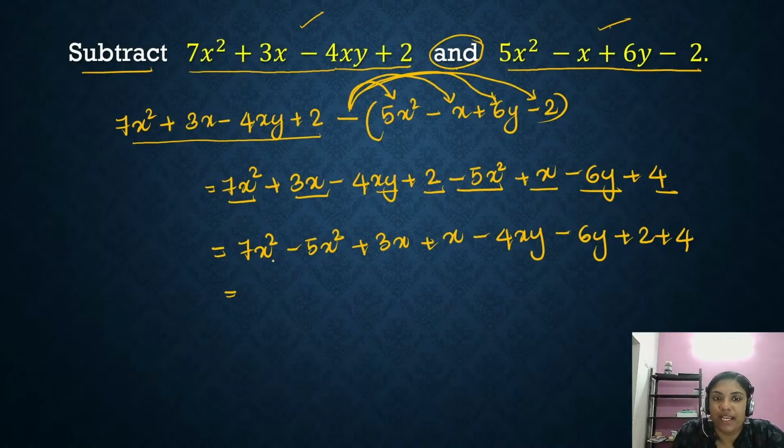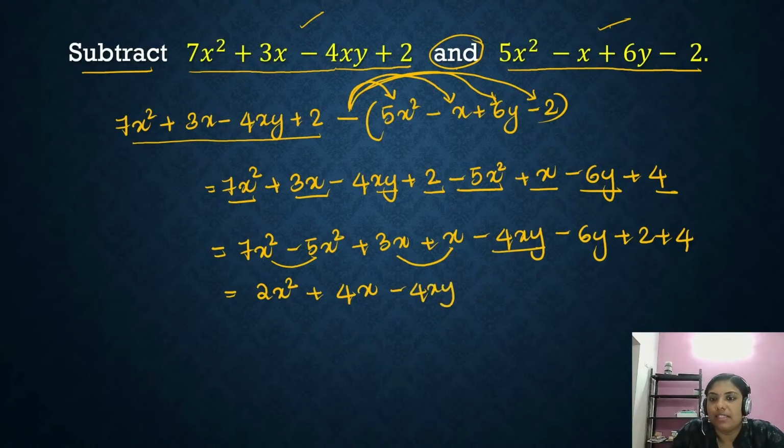7x square minus 5x square, what will be the answer? 7 minus 5, 2x square. Now 3x plus x, yes, 4x. Now minus 4xy. Then comes minus 6y. Then comes 2 plus 2, which is 4. So the difference is 2x square plus 4x minus 4xy minus 6y plus 4.